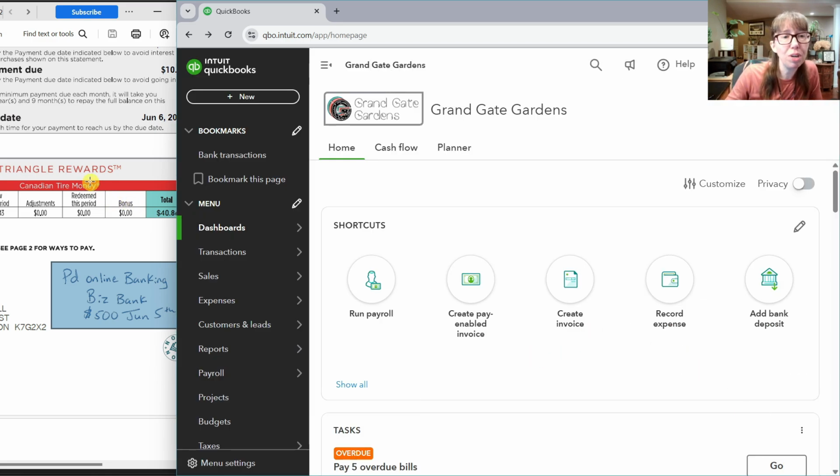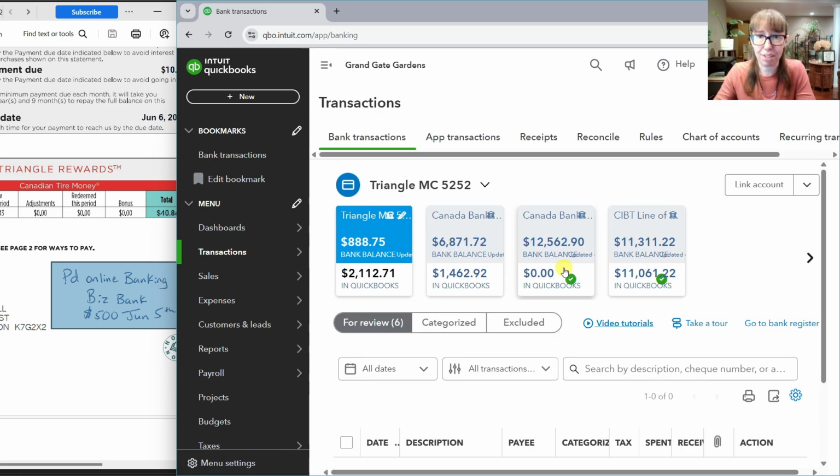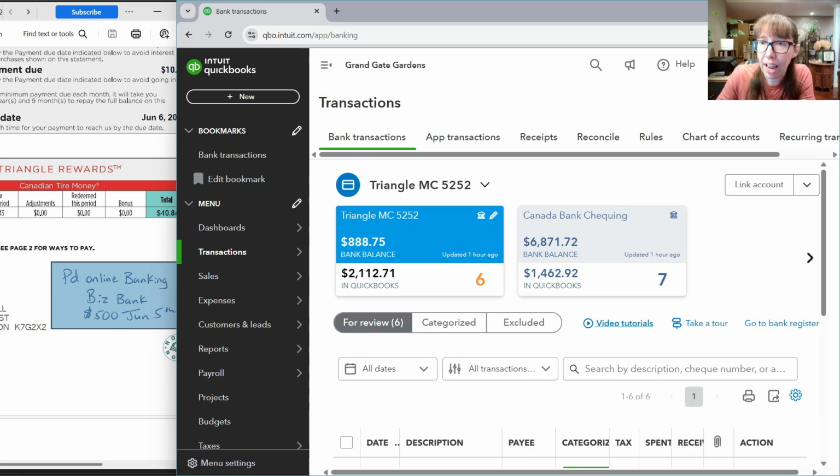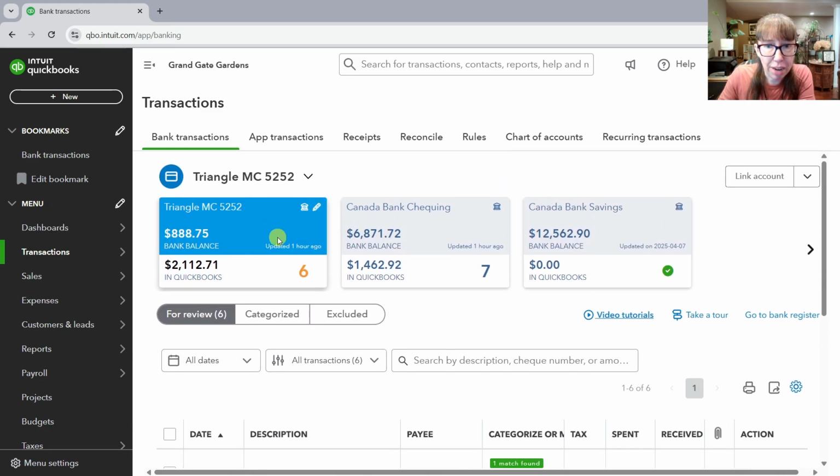Okay, so before we go ahead and reconcile this, we do need to clear the bank feed. So let's go ahead and make this a bit bigger. And we're on the Triangle bank feed right now. When I do the bank feed clearing, I usually start with the credit cards, then go to the savings accounts, and then go to the operating account.